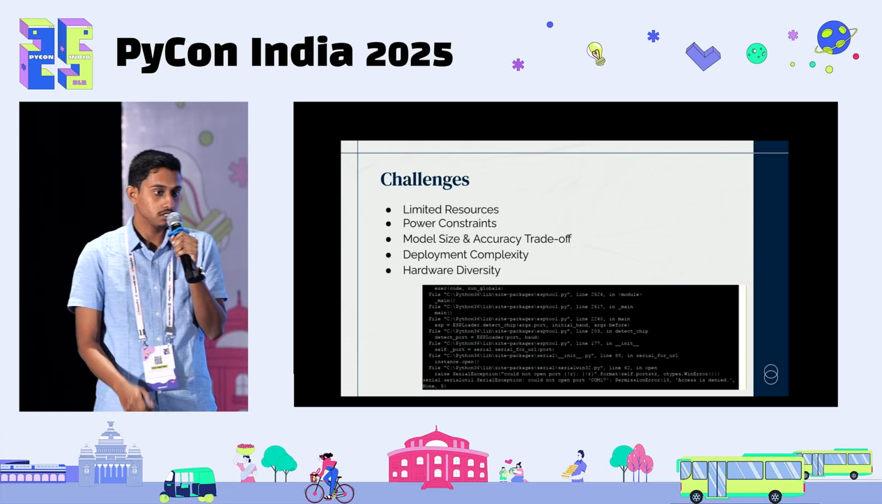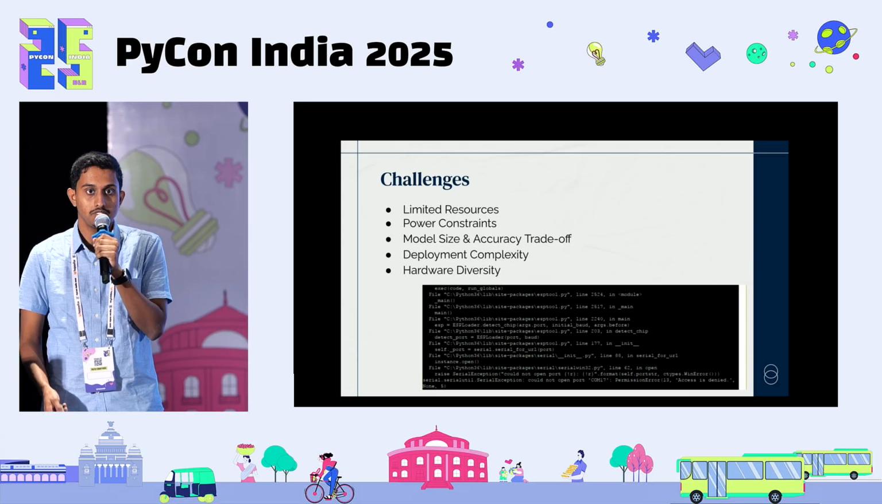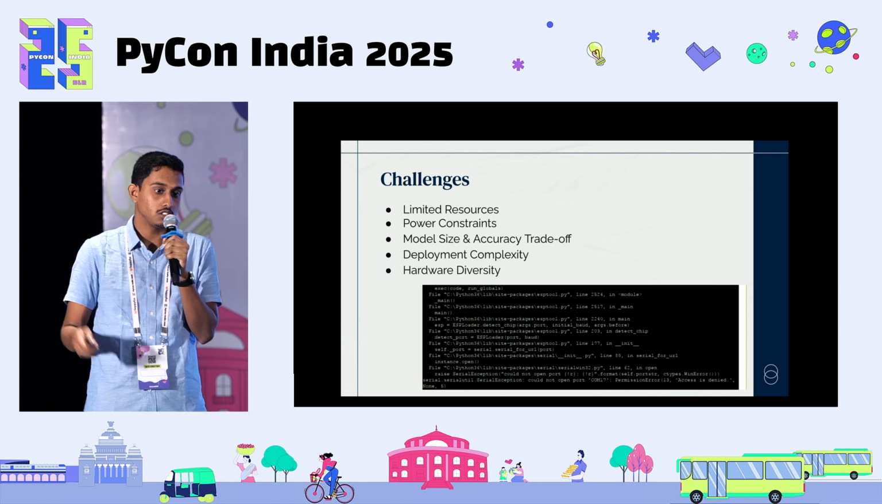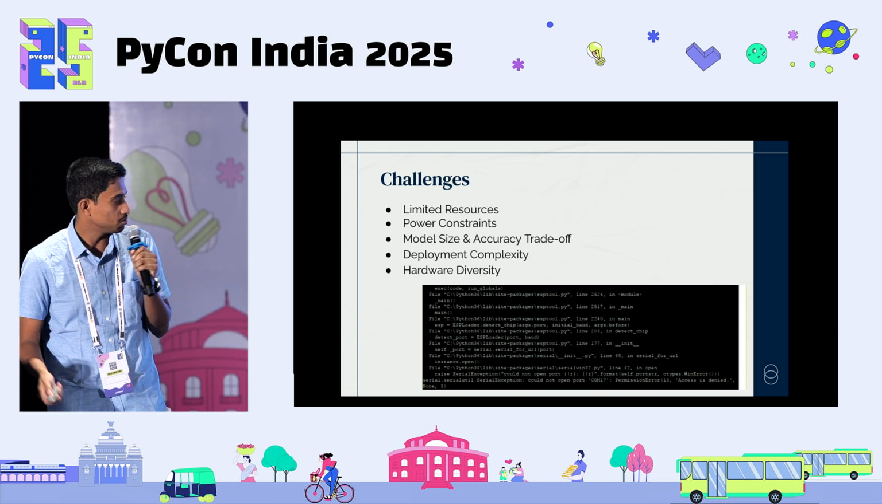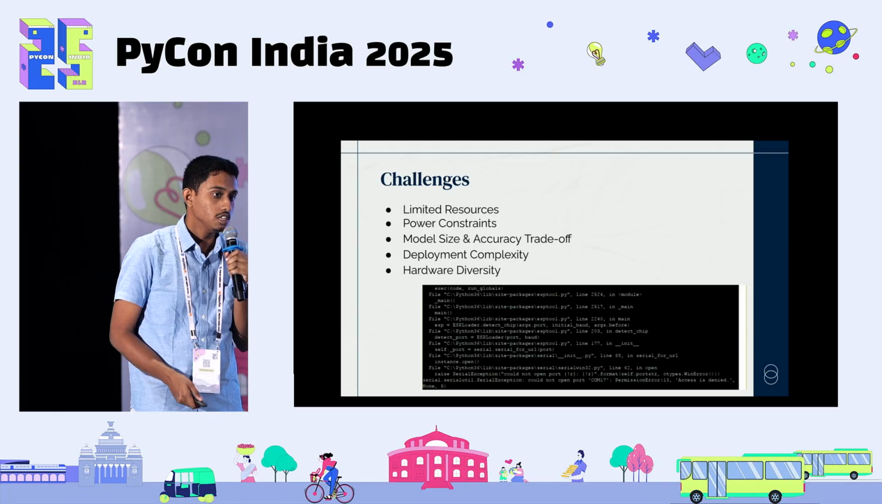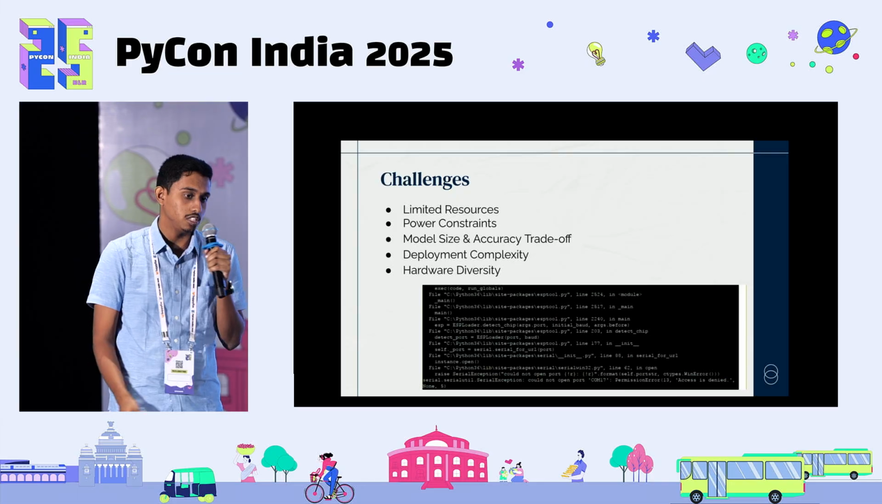Now, there's also the hardware diversity. You have ESP32 and STM32, and STM32 has a larger set of microcontrollers for different use cases. ESP32 also has 4 or 5 variations of it.